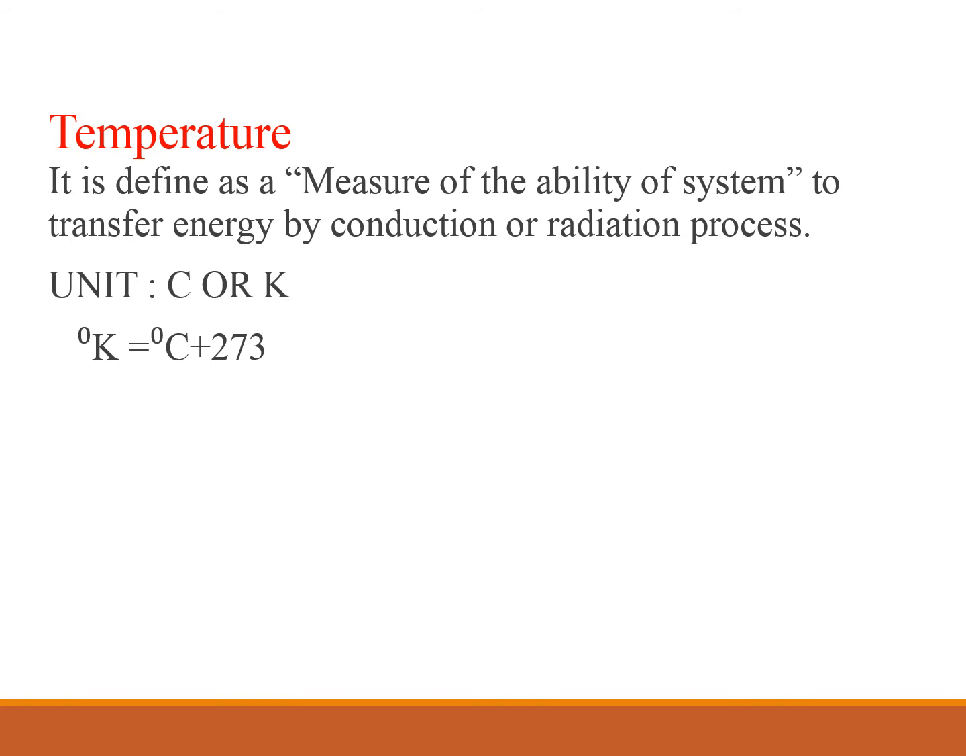Unit, Celsius or Kelvin. Kelvin is equal to Celsius plus 273. Means to convert Celsius to Kelvin, we need to add 273 to the Celsius value. Hence, the result derived would be the Kelvin. For example, if I want to convert 10 degree Celsius to Kelvin, I will add 273 to 10, that is 273 plus 10 is equal to 283. Hence 10 degree Celsius equals 283 Kelvin.